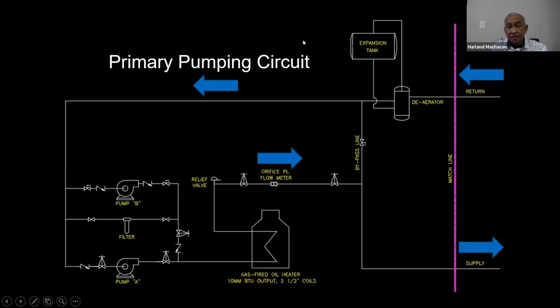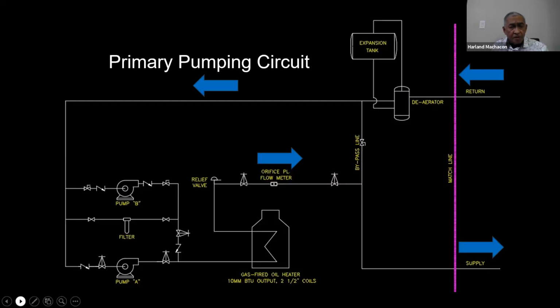So it shows here the P and ID diagram. We have the gas-fired heater having a capacity of 10 million BTU per hour output, with 2.5 coils. And we have a relief valve here and an orifice plate flow meter, and it goes to the supply line leading to the users. And from the users, it goes back to the return line to the deaerator and back to the circulating pump.